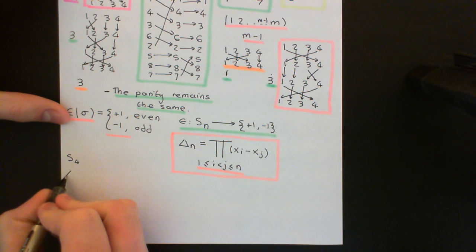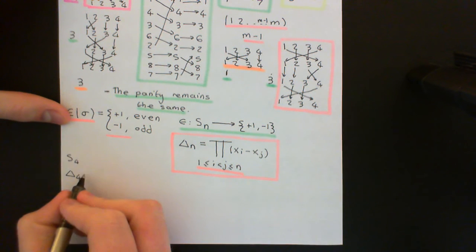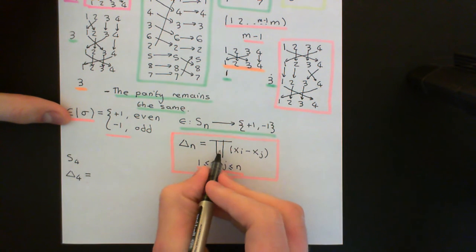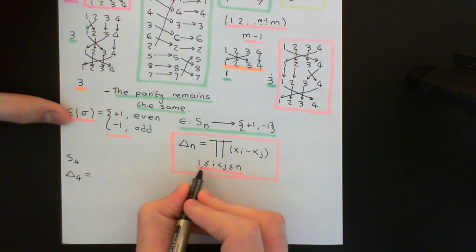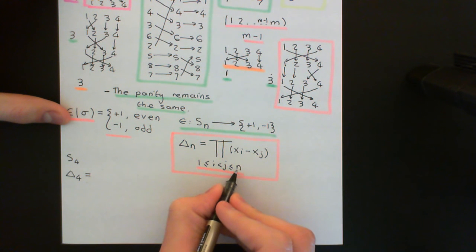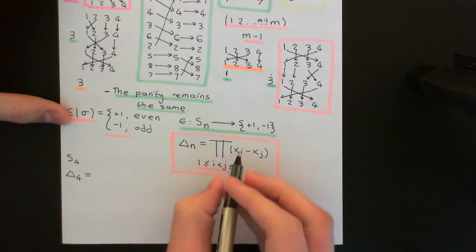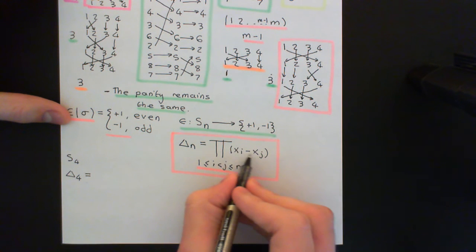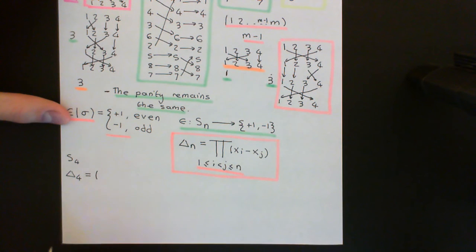So we will work out delta 4, which is the polynomial we'll use for S4. This is going to be the product over i and j, where i is greater than or equal to 1 and j is less than or equal to, and now you insert in 4 there. So what we'd have to do is construct these little terms here and multiply them all together. So what would we actually do here?